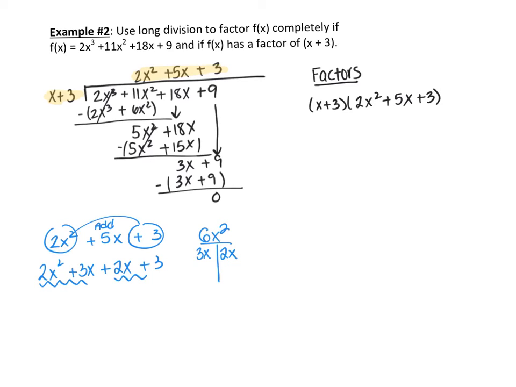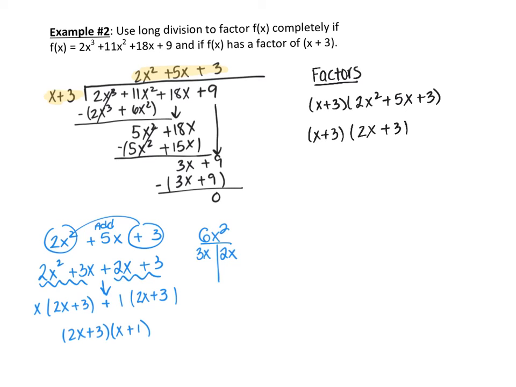And then factor by grouping: group the first 2, group the second 2, and put the plus sign in the middle. So the GCF of these first 2 terms is x, and I'm left with 2x plus 3. The GCF of these second 2 terms is just 1, and I'm left with 2x plus 3 again. So the 2x plus 3 gets its own set of parentheses, and the x plus 1 gets the other. So then my final answer for factoring completely would be x plus 3, 2x plus 3, and x plus 1. So these would be the factors of that polynomial.